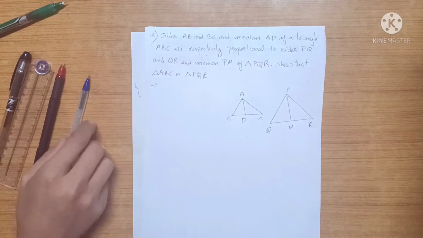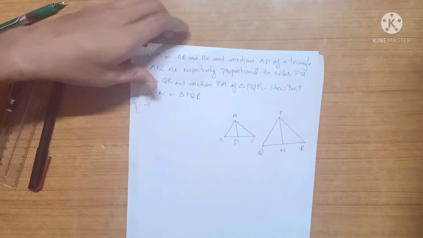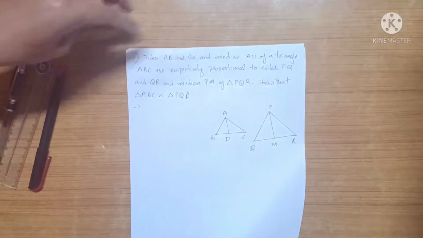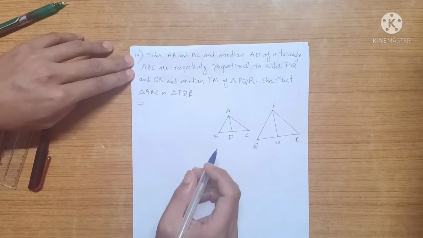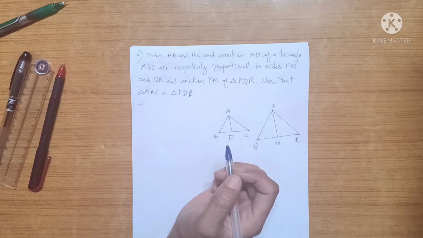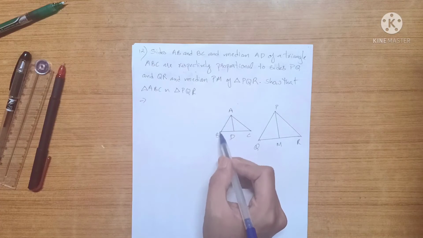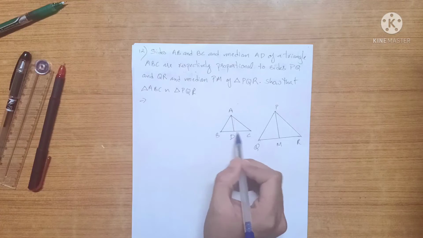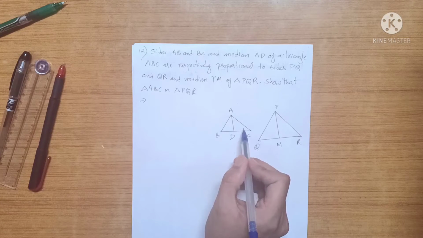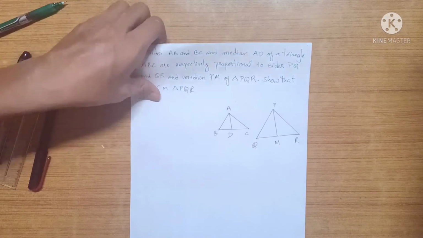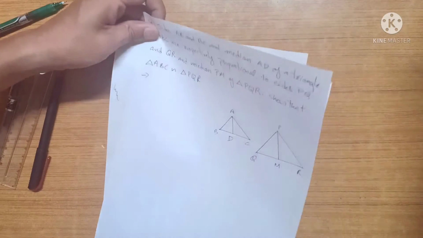Okay, let's start question number 12 of 6.3. Sides AB and BC and median AD. So this side AB, that is, and then BC is this, the downside, and then median. So what do you understand by median first? Let's get the concept of median first.